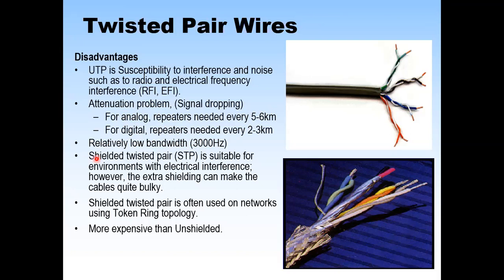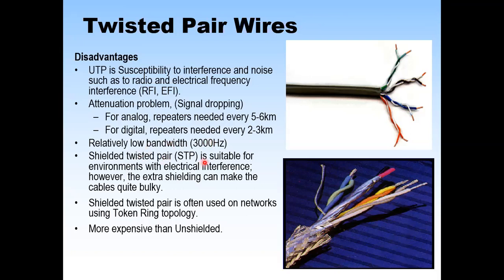Bandwidth is like the thickness of the road. The wider the road is, the more vehicles can pass at a time. So relatively low bandwidth means 3000 hertz, which means the data transfer rate at a time is low.